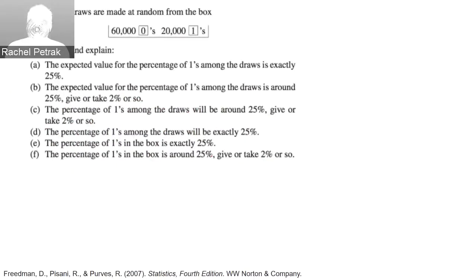Now we have a problem with 500 draws made at random from this box with 60,000 zeros and 20,000 ones. Let's think through these options. Out there in the peanut gallery, please make your voice heard and vote on these as we go through them. So let's look at A. These are all true or false. The expected value for the percentage of ones among the draws is exactly 25%.